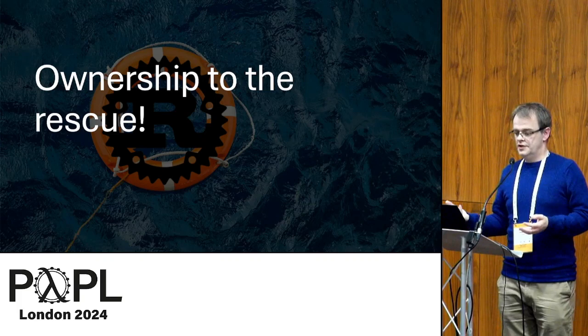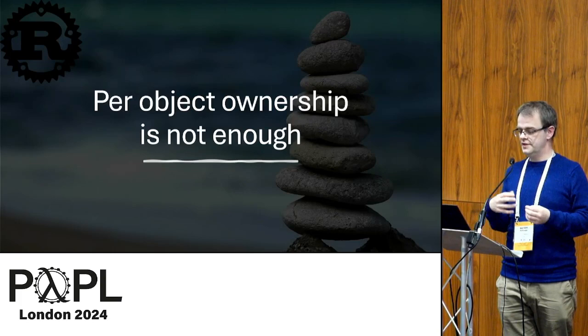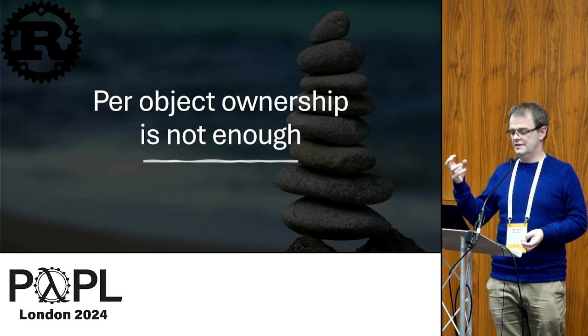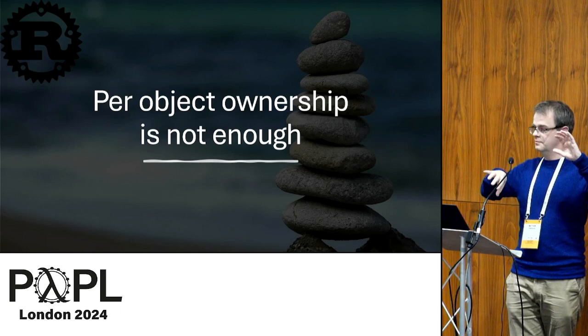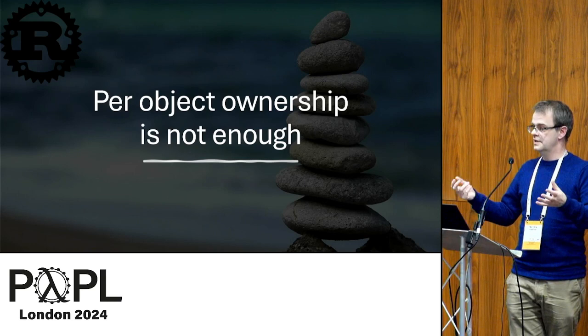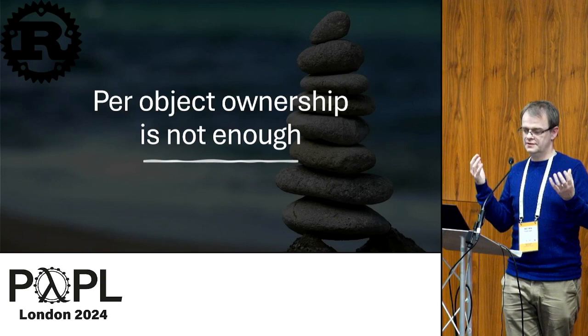Now, Rust, I think, is brilliant. It's made great inroads, but there are some things that Rust doesn't deal with so nicely. So ownership per object in Rust, right? Every object is owned by one other object, and you can build nice stacks and trees, but when you want to get to more complex shapes, you then have to drop out of that ownership type system. And there are so many other ownership type papers in the literature.